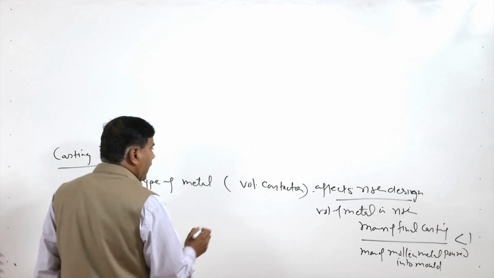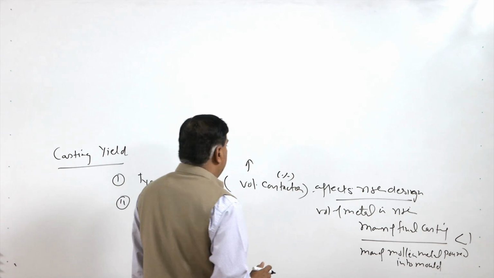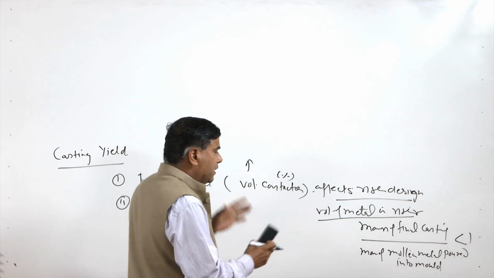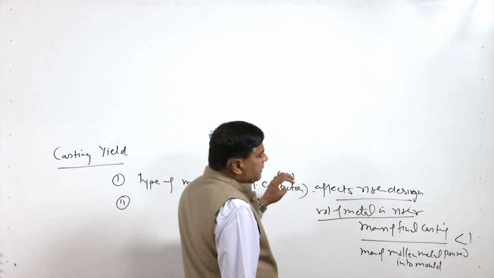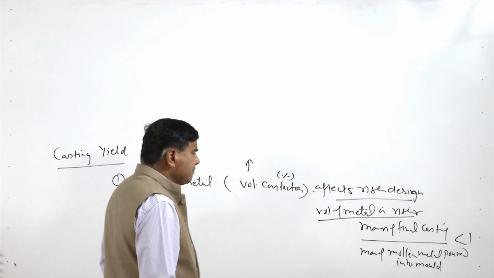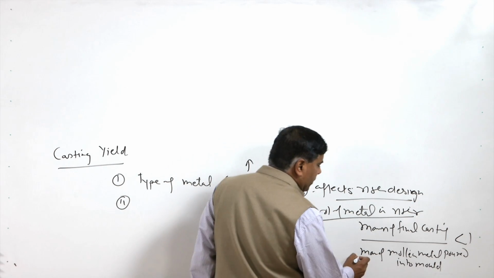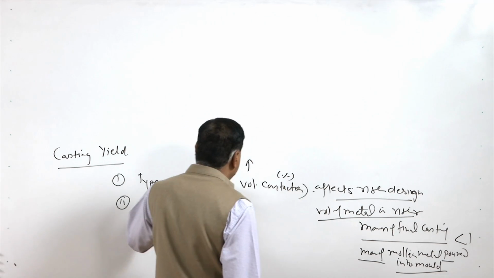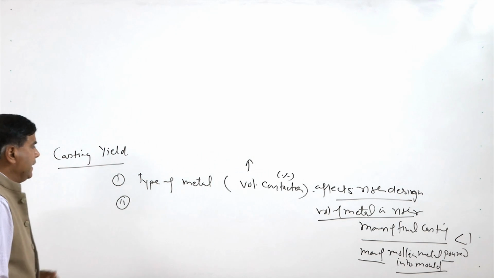In general, the higher the volumetric contraction, which is expressed as a percentage, the greater will be the volume of metal required in the riser. If a greater volume of metal needs to be fed into the riser, then a greater amount of molten metal will solidify in the riser, which in turn will reduce the yield of the casting. So, the mass of molten metal to be supplied into the mold in the case of high volume contraction metals will be more, which in turn reduces the yield of the casting.